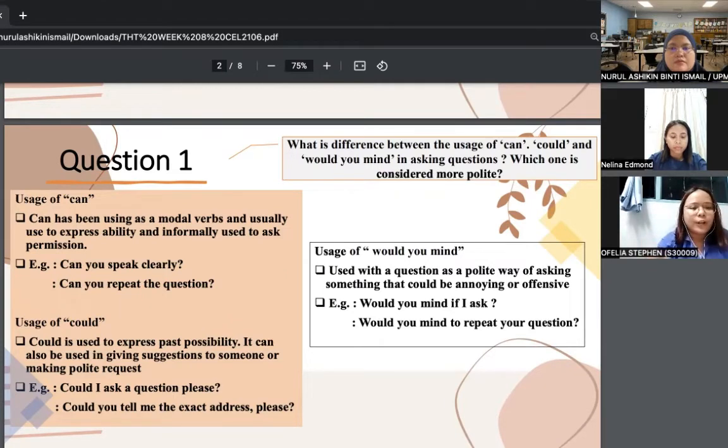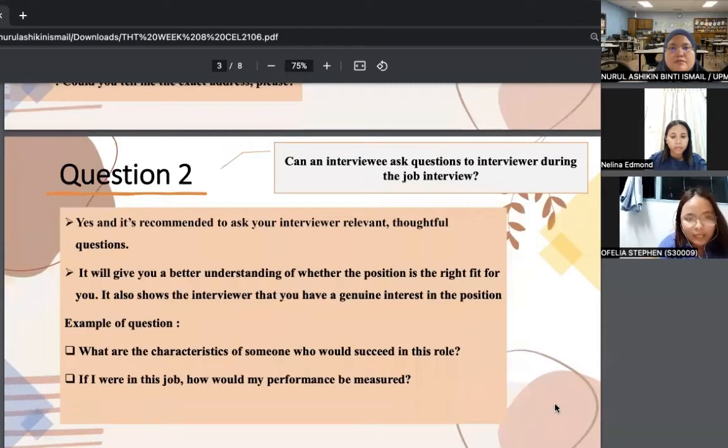And for question 2, can the interviewee ask questions to the interviewer during the job interview? Yes, and it is recommended to ask your interviewer relevant and thoughtful questions, and it will give you a better understanding of whether the position is right or suitable for you. It also shows the interviewer that you have an interest in that position. So examples of questions are, what are the characteristics of someone whom you will hire in this role? And if I were in this job, how will my performance be measured?